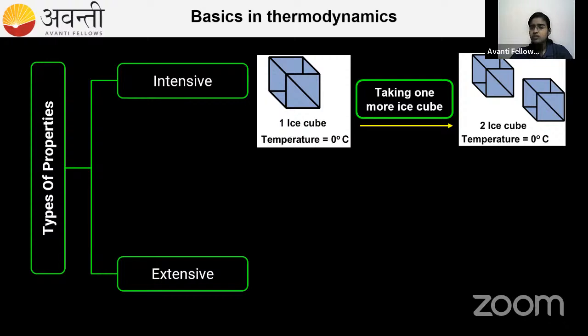The temperature of both the ice cubes is the same, 0 degrees Celsius. Both the ice cubes have the same temperature. Even if I change the mass, if I increase or decrease the mass, the temperature is going to remain the same. So that's why temperature and other such properties are called intensive properties.